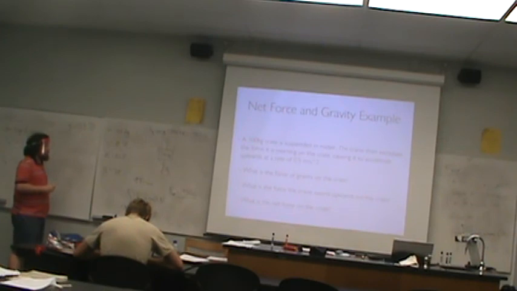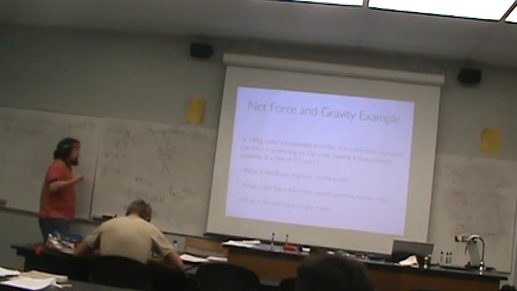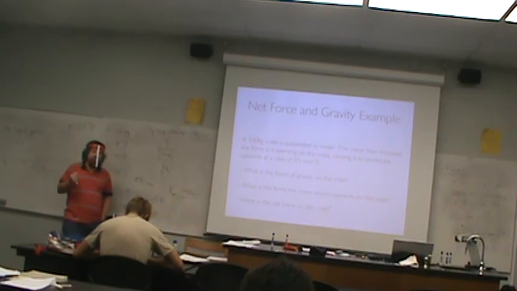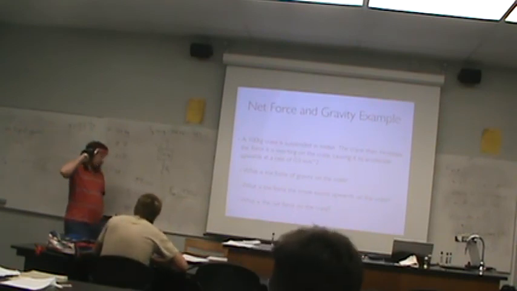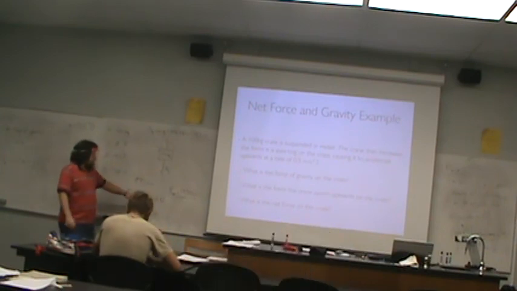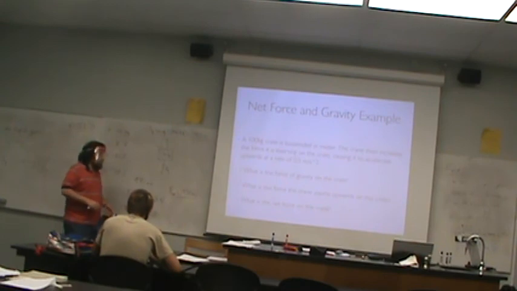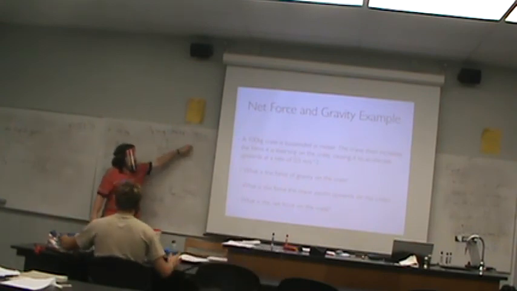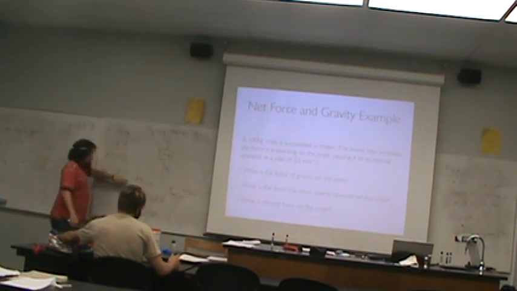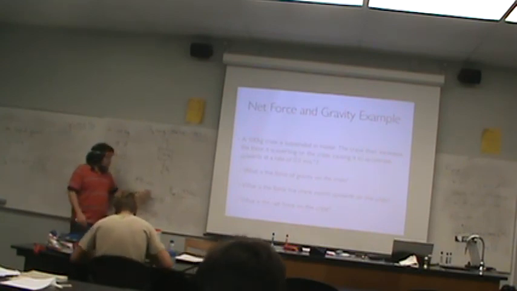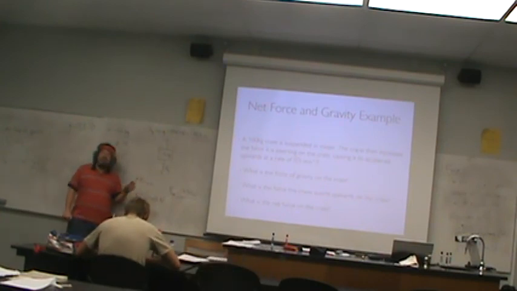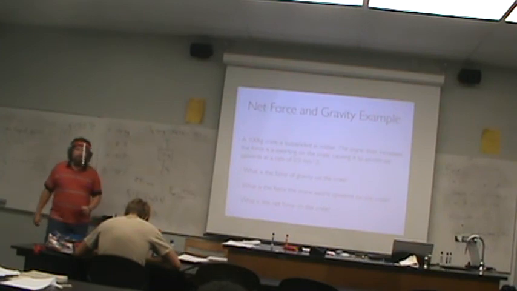Now, last question. In the previous version, the net force was zero. In this version, what is the net force? 50. 50, very good. We can determine that one of two ways. One, we can just add these together, and that'll give us 50 again. But we can also use net force equals mass times acceleration. 100 times 0.5 is 50. So either way you do it, the net force is still 50. And because there is a net force, there is an acceleration, and that's why the box is now beginning to move.